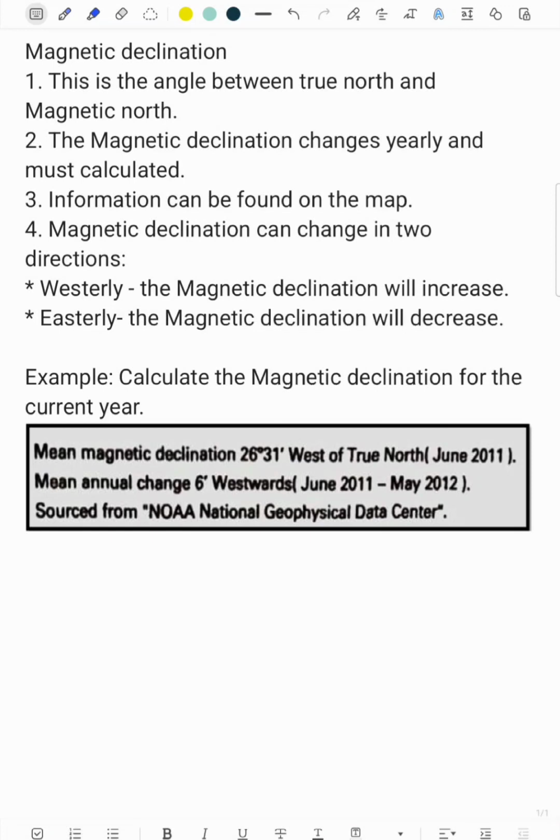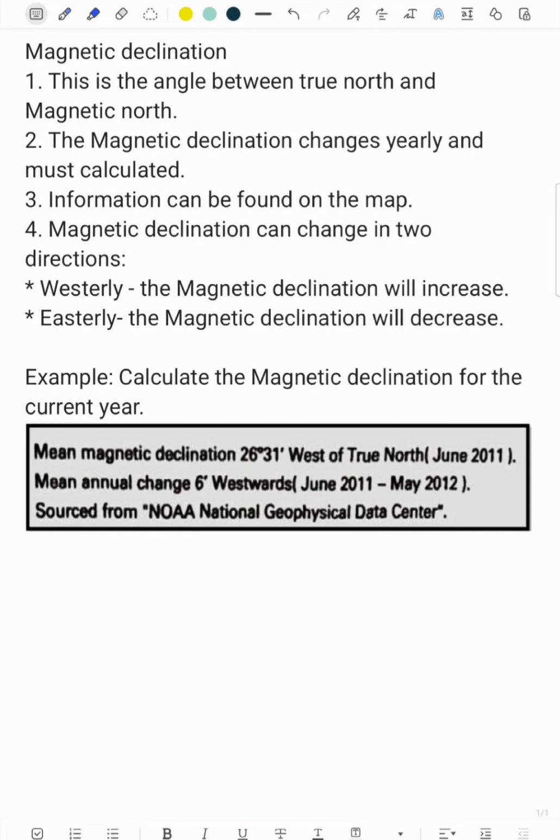When it comes to the issue of magnetic declination changing yearly, what you need to understand is that magnetic declination changes in two directions. When the change is westerly, the magnetic declination will increase. That's why we add when the change is westerly, because magnetic declination increases. When the change is easterly, the magnetic declination will decrease. So if the change is easterly, then we will have to subtract.